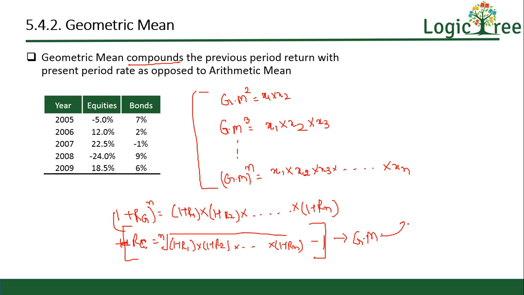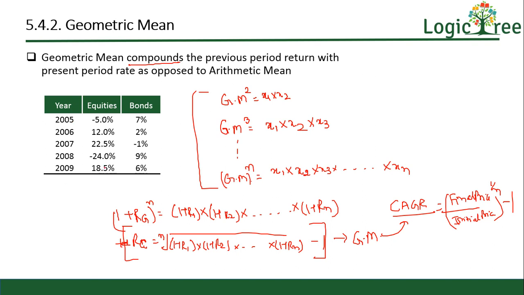The geometric mean is similar to, if somebody has read about CAGR, that is compounded annual growth rate. So geometric mean is none other than a compounded annual growth rate, that is final price upon initial price raised to the power 1 by n, where n is the number of years, minus 1.